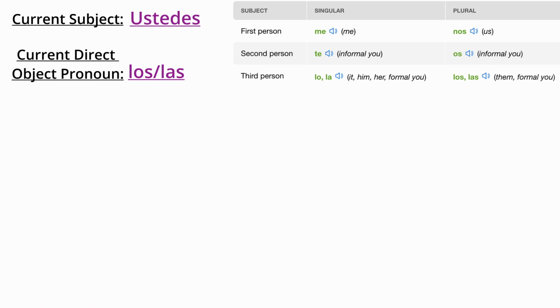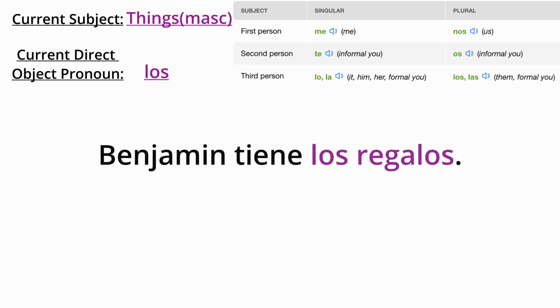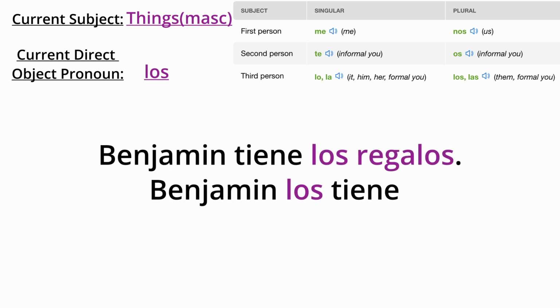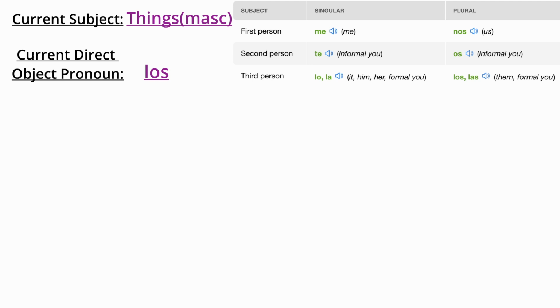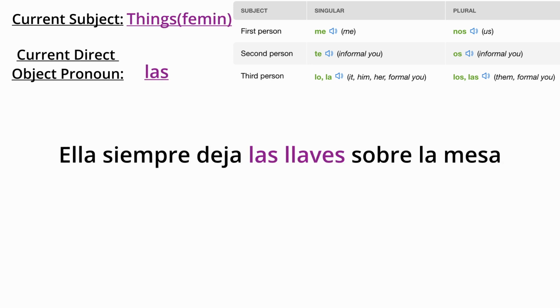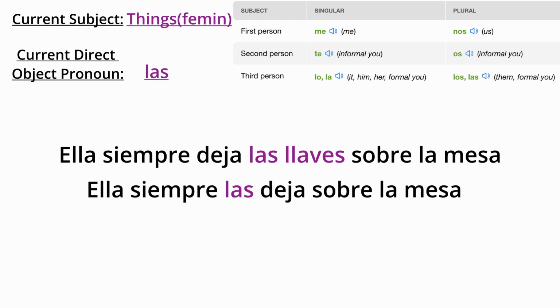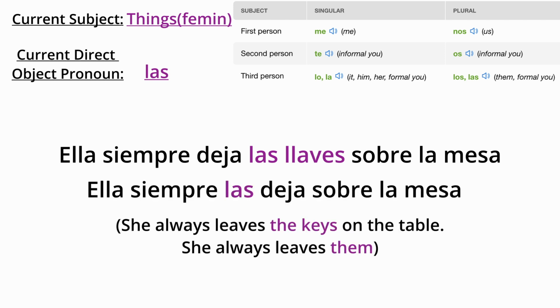Now we're going to repeat the same thing, but for plural things. For example, Benjamín tiene los regalos. Benjamín los tiene. Los regalos are gifts, which is a masculine plural word and has to be replaced with los. The last example for today is Ella siempre deja las llaves sobre la mesa. Ella siempre las deja sobre la mesa. She always used to leave something on the table. What was it? That's right, las llaves, or the keys. She used to always leave them on the table.